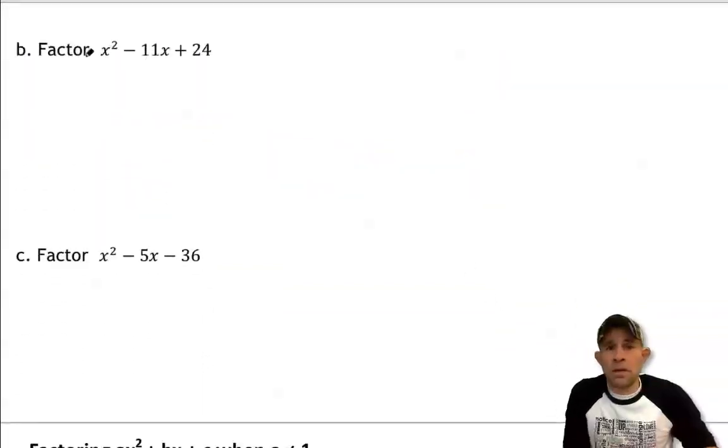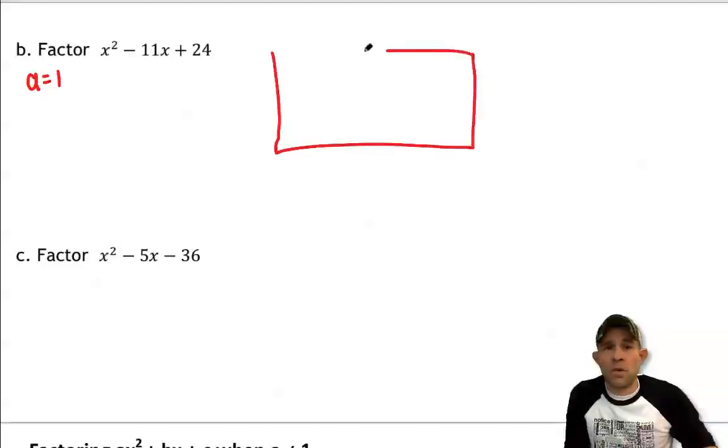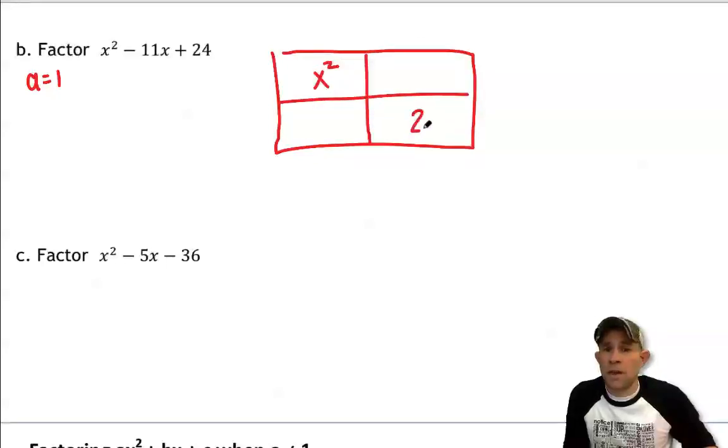In example B, again, we have a trinomial where our leading coefficient is equal to 1. So I'm going to set up a box here with those 4 locations. The first box goes x squared, and my last box is my constant term, 24. I multiply the leading coefficient and the constant term together to get the number 24.